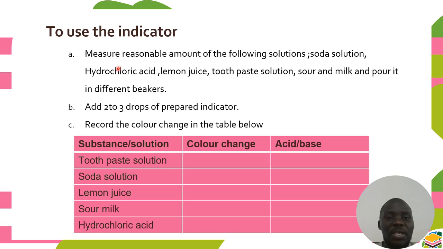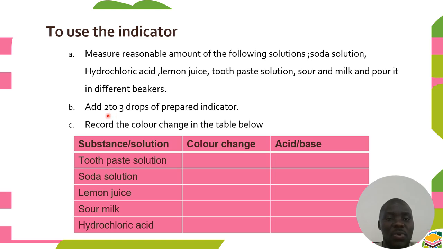First of all, you measure a reasonable amount. Here we're not specifying the amount; it can be 5 mLs, whatever amount that you want. Measure a reasonable amount of the solutions that you want to test. For example, in this case, we want to test soda solution, hydrochloric acid, lemon juice, toothpaste solution, and sour milk, and pour each in different beakers.